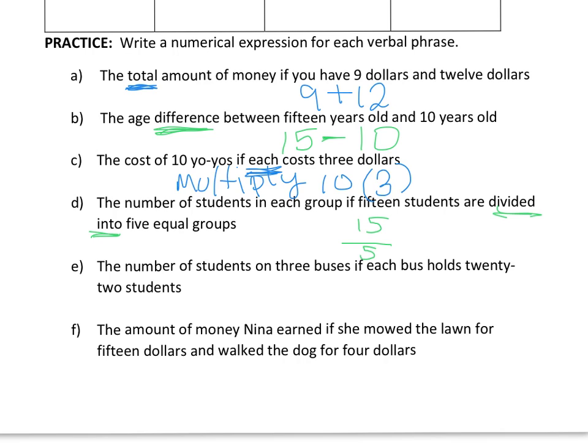Then in letter E, the number of students on 3 buses if each bus holds 20 students. So again, that keyword each. And we know that there are 3 buses, and each holds 20 students. So we want to know the total amount, meaning that we would have to multiply.